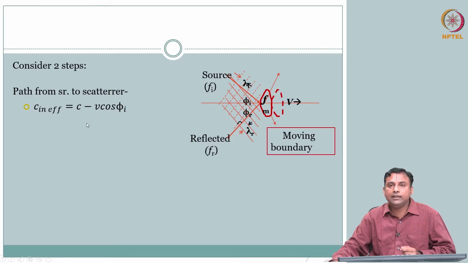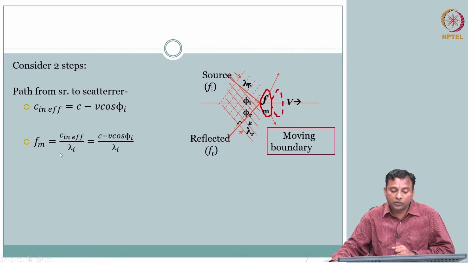So this is my c in effective. Okay, c in is one idea, but then what is the relationship between c, lambda and f? This is what we are going to exploit. So what would be your frequency in the medium, your intermediate frequency, the frequency with which the phase fronts are hitting the object? Frequency will be c by lambda. In this case it is c in effective by lambda i, the incoming waves.